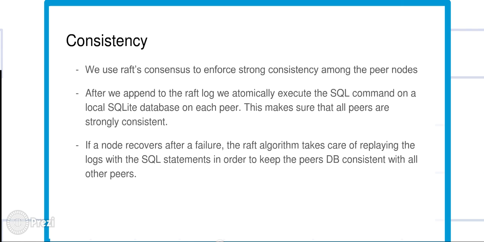In our system, a log entry would include SQL commands to write to a database. Raft is used to agree on these queries in each peer's log. It ensures that if we apply a write query as the nth command, no database in the consensus group will ever apply a different nth command. As a result, each database processes the same series of queries and thus produces the same series of results and arrives at the same series of database states to achieve strong consistency. If a node recovers after a failure, the Raft algorithm takes care of replaying the logs with the SQL statements in order to keep the peers' DB consistent with all other peers.